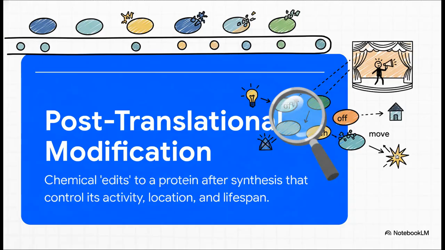After a protein is built, fresh off the cellular assembly line, it's pretty much a blank slate. PTMs are the little chemical edits or post-it notes that get stuck on it, giving it its marching orders. Turn on, turn off, go over there, or, hey, it's time to self-destruct. They are the real directors of the whole cellular show.